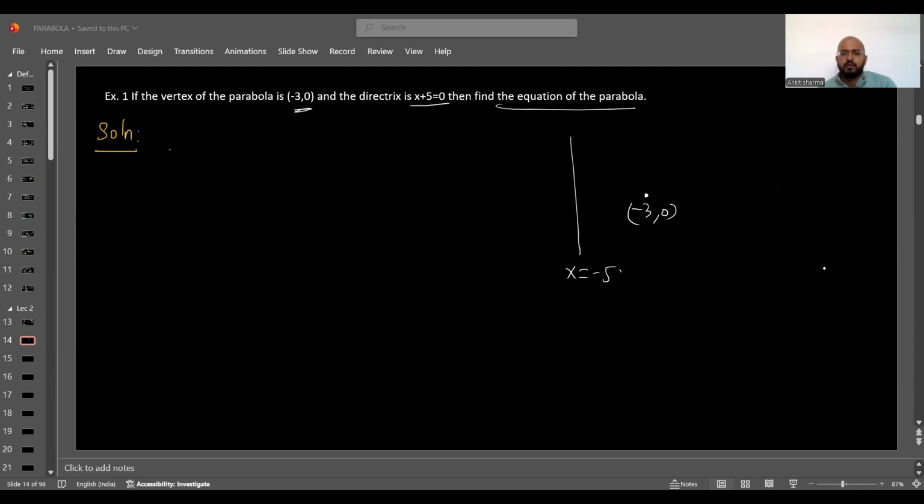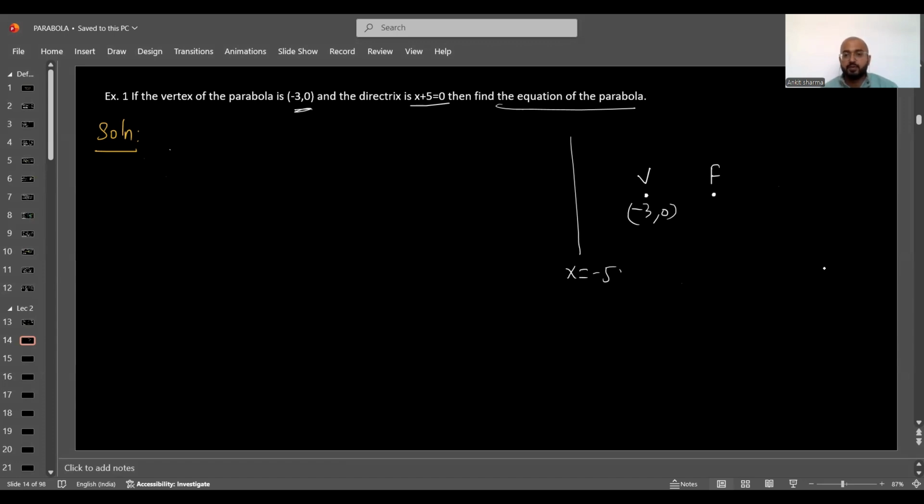Our goal here is to use the focus directrix property. So this point is (-3, 0), which is nothing but the vertex V. Imagining the standard parabola, then we solve, and at the end we come to know what kind of parabola it is, so we don't have to bother about it. This is my focus, which we have denoted by F.